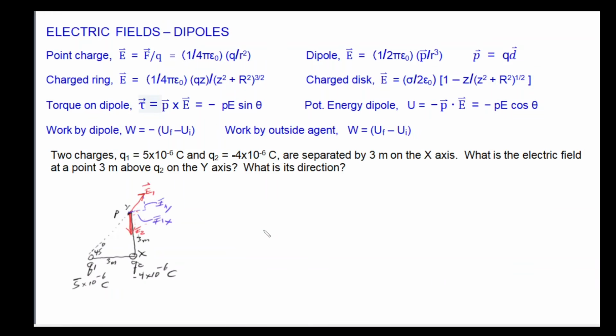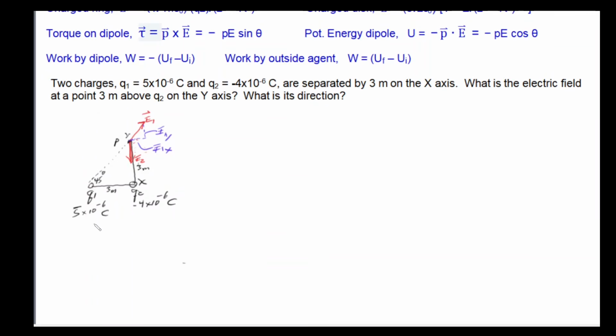Let's do some problems. Two charges, Q1 equals 5 times 10 to the minus 6 coulombs, and Q2 equals minus 4 times 10 to the minus 6 coulombs, are separated by 3 meters on the x-axis. What is the electric field at a point 3 meters above Q2 on the y-axis? What is its direction? So you can see I've drawn a diagram here. You have Q1 and Q2 separated by 3 meters, and we want to find the electric field at a point P 3 meters above Q2.